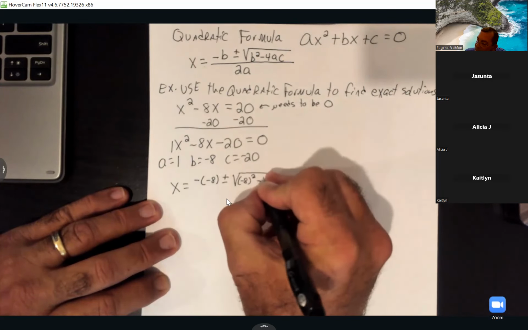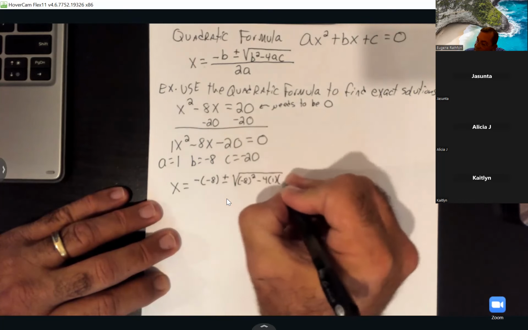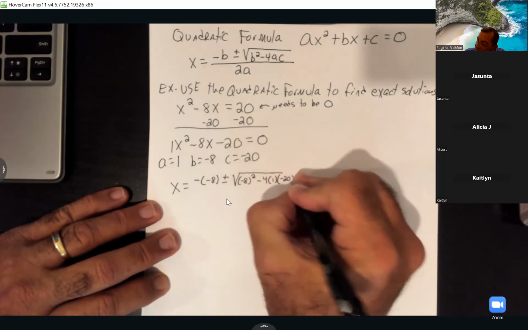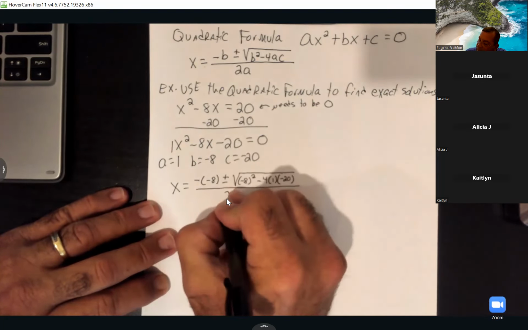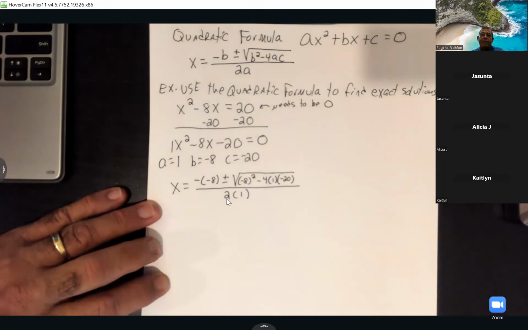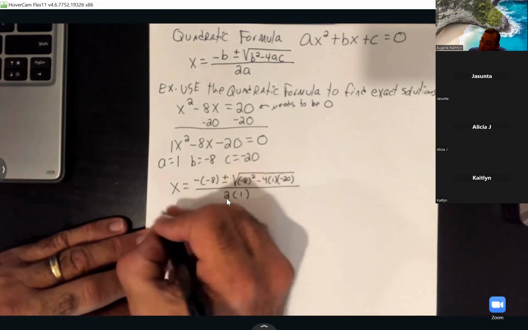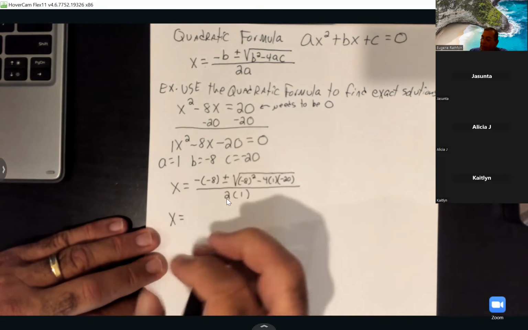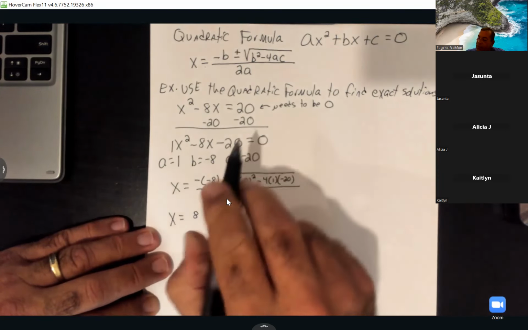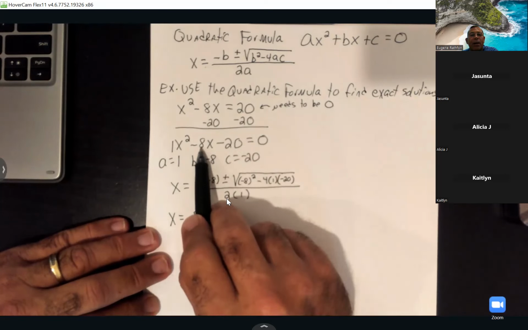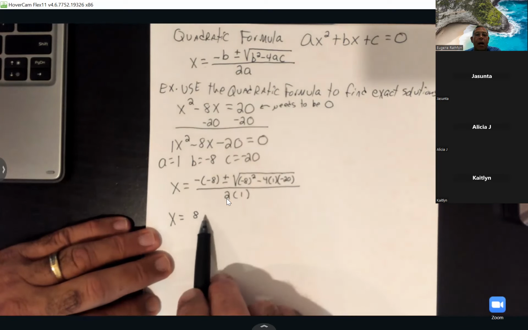All right, minus 4 times A, which is 1, and C, which is a negative 20, all of that over 2 times A, which is 1. So notice, most of my work's under here. So a negative times a negative 8 makes that a positive 8. So whatever your sign is up here of your B, that negative in the formula is going to change it to the opposite.